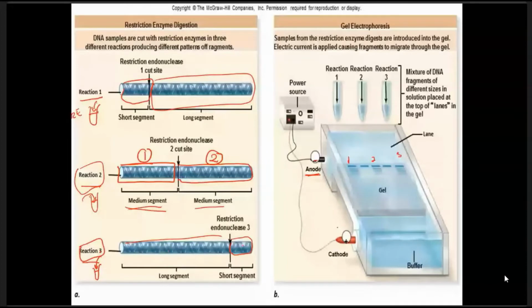So the shorter fragment will travel further from the well. Ingat, the shorter fragment will travel further away from the well. The larger fragment is nearer to the well. Okay, so after that, you take out the gel, you dye using fluorescence dye, and then you observe under UV light. So this is under UV light lah, kan?